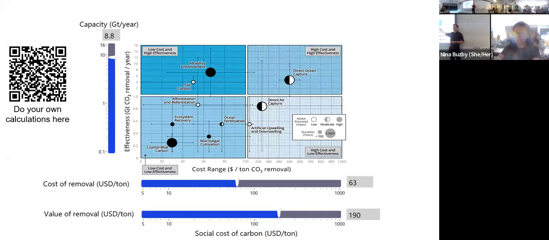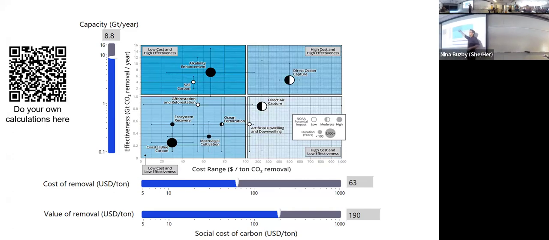This is showing rough, independent estimates of the cost of removal on the x-axis, and on the y-axis is the capacity for each technique. The dots represent various different carbon dioxide removal techniques. We're mostly focusing today on ocean alkalinity enhancement, which is this one.